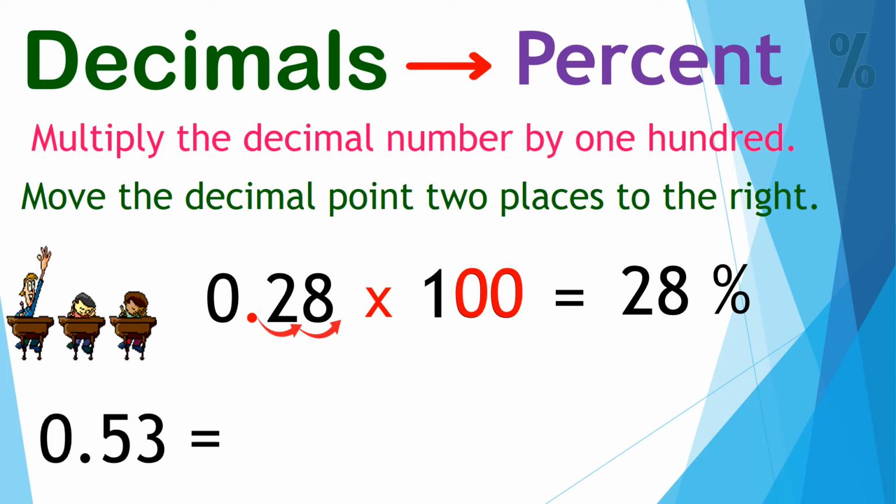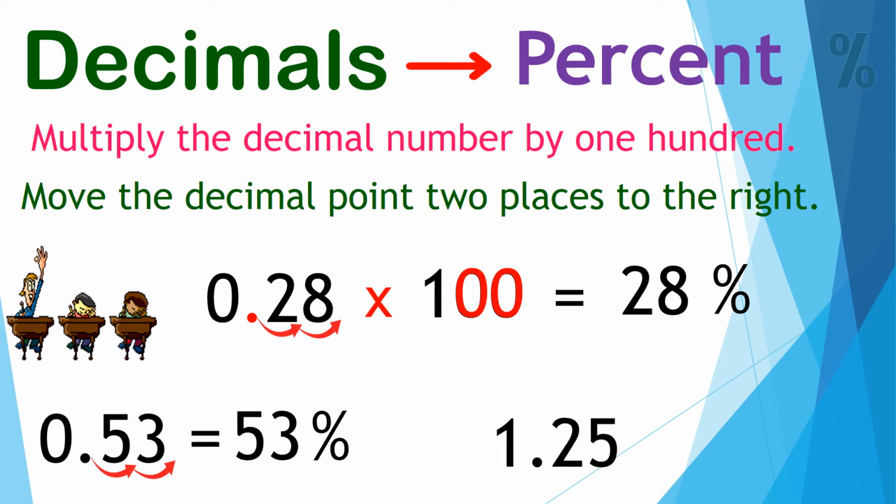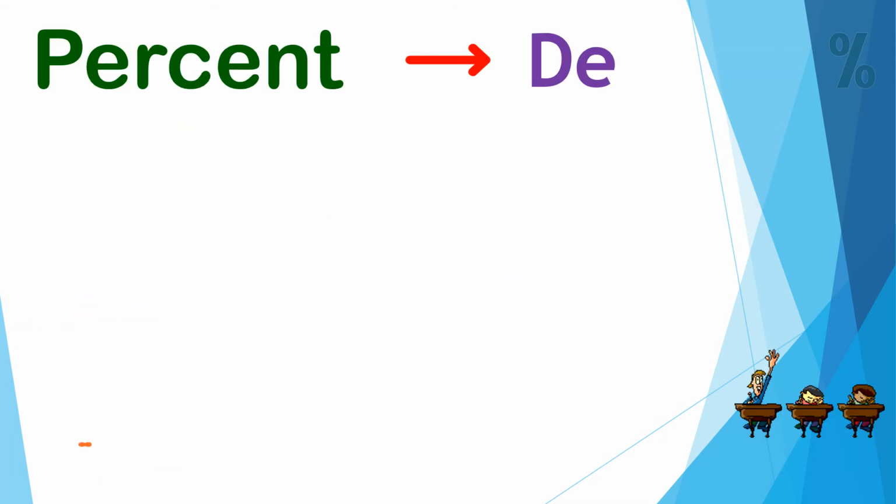0.53, for example, just move 2 places to the right and add the percentage sign. We now have 53%. The decimal number 1.25, move 2 places to the right, write the percent symbol, we now have 125%. We can easily convert percentages back to decimals.